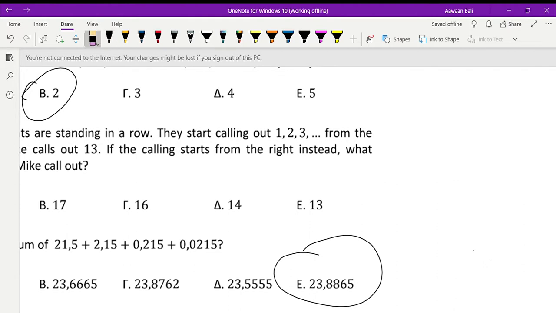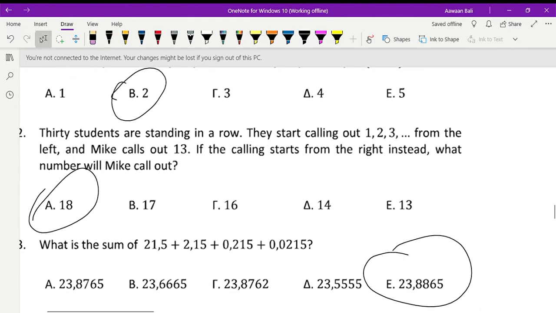So basically, when we have these kind of questions, the first thing we have to do is get the amount of people and minus the number of our person, which is Mike, so that we get 17. Now we have to add a 1, because basically if you said 17, that's basically Mike missing. So we have to add a 1 to get 18.